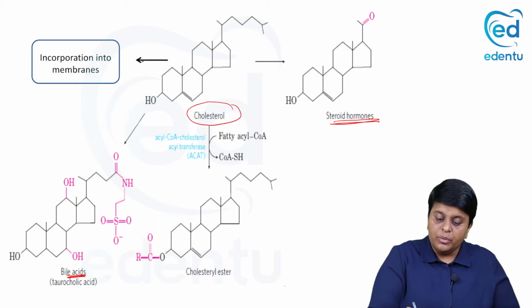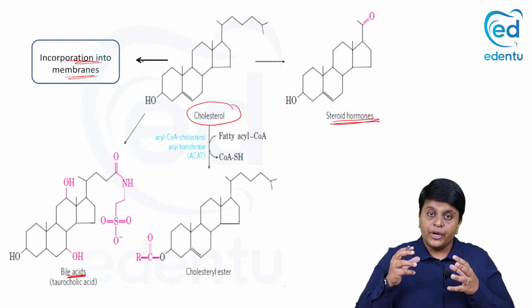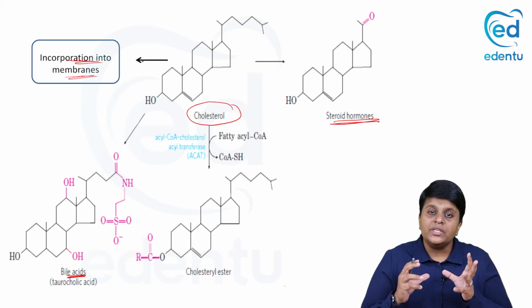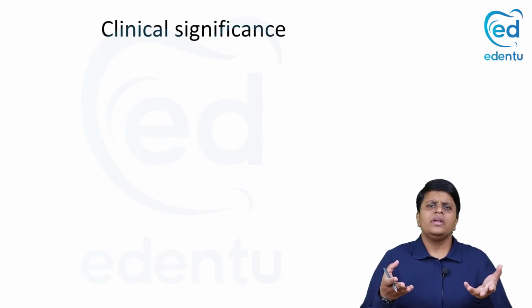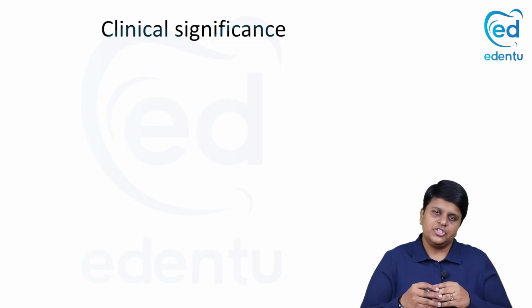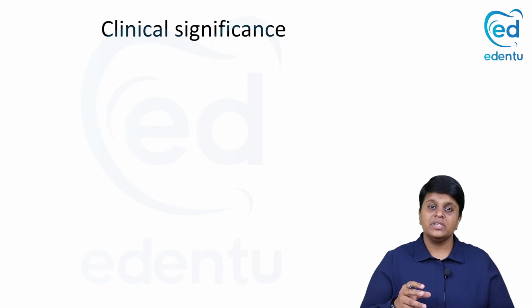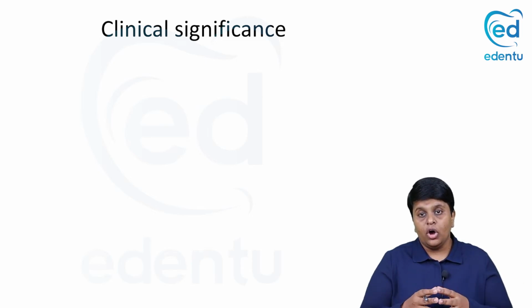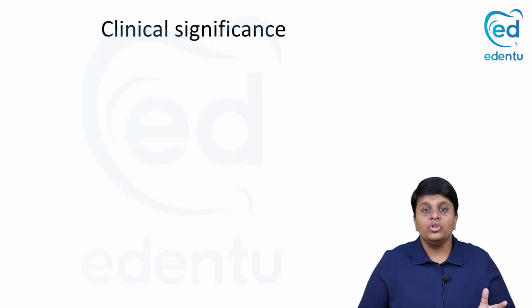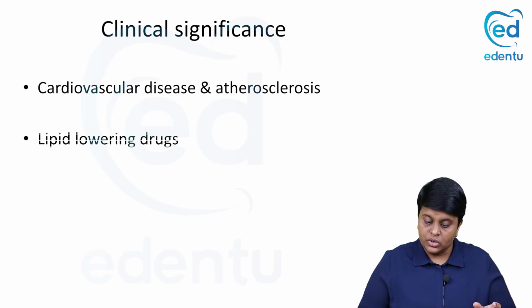And also it can be incorporated into membranes. We have already seen the function of cholesterol where it gets incorporated into the membranes and it is responsible to maintain the fluidity of the membrane. Now let us see the clinical significance. You all know, right? High cholesterol levels are going to be very dangerous to the human body. Because this cholesterol can get deposited in the various blood vessels and lead to atherosclerosis, and that can lead to blockage of the blood supply to vital organs, and it is highly prone to the development of cardiovascular disease. Cardiovascular disease and atherosclerosis are the most relevant clinical manifestations of excess cholesterol levels.